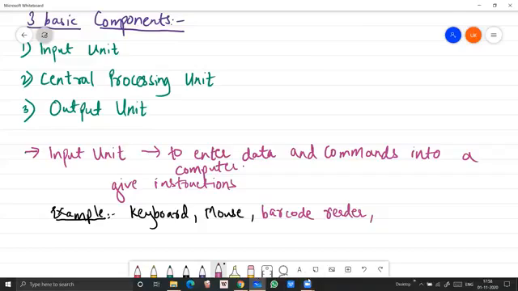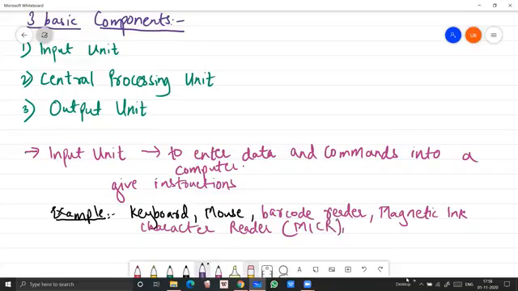Then magnetic ink character reader, students, these are newer types of input devices. Magnetic ink character reader is called your MICR. Then you have optical character reader, OCR.